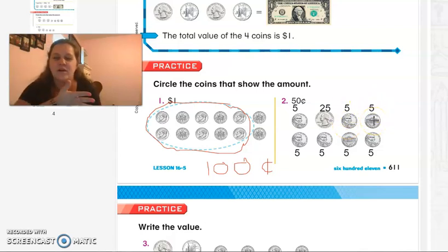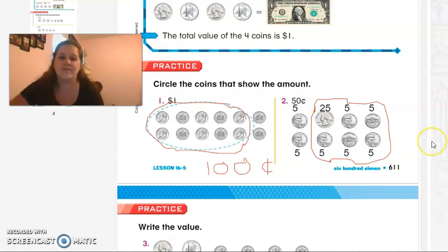30 plus 5 more, 35. I'm going to go down here. 35 plus 5 more is 40. Plus 5 more is 45. Plus 5 more is 50. 50 is what I'm looking for. So I know when I added up all these coins right here, it equals 50 cents.